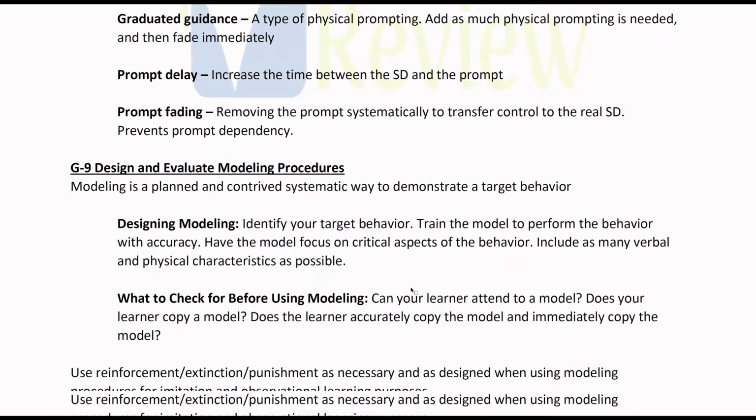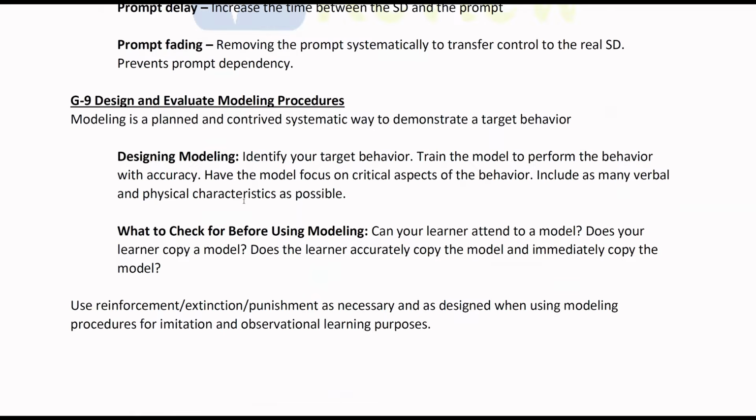G9, design and evaluate modeling procedures. Modeling is directly tied to imitation. It is planned, it is contrived, it is systematic. You are planning your model, okay? How? First, identify your target behavior. What do you want to teach?